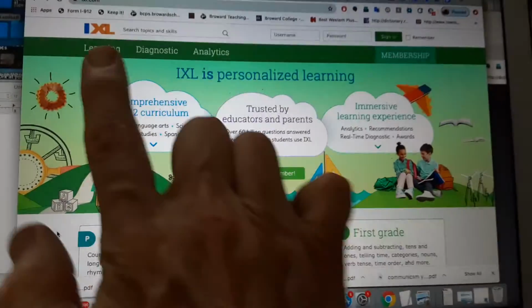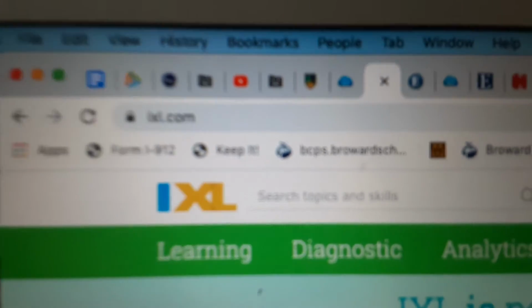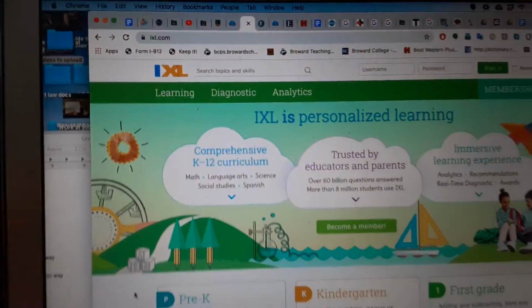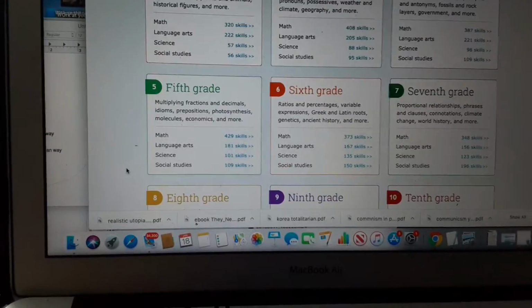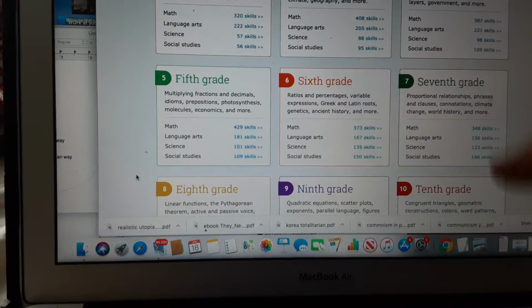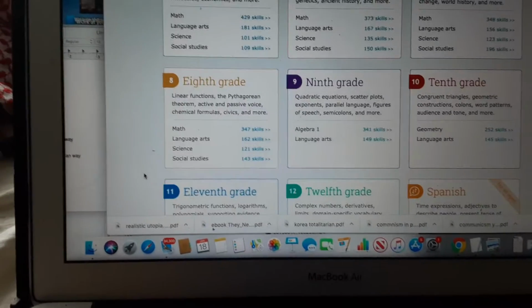Have you ever heard of IXL? Basically like that, IXL.com. And so it has plenty of places you can go to. See? All sorts of places down here.